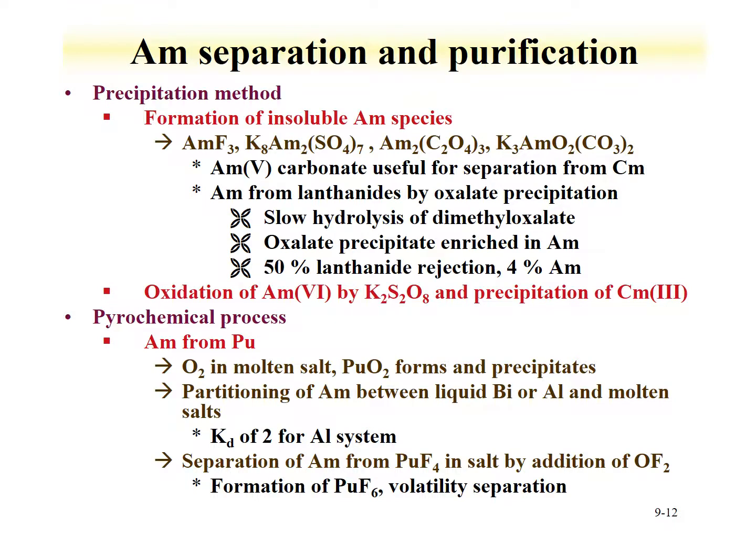Americium can also be separated from the lanthanides by oxalate precipitation, where particularly the use of dimethyl oxalate is a route for this selective method of precipitation to achieve 50% lanthanide rejection, with only 4% americium rejection. So in this case, the precipitate winds up being enriched in the americium.